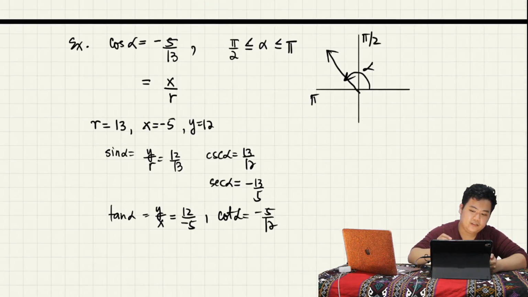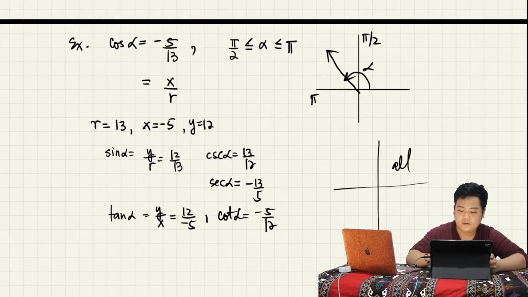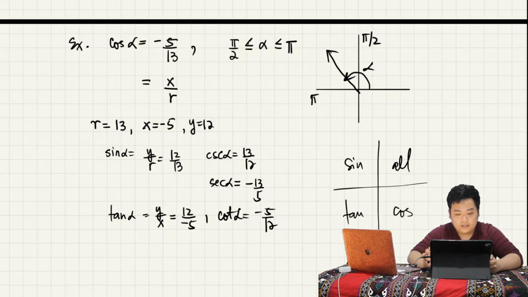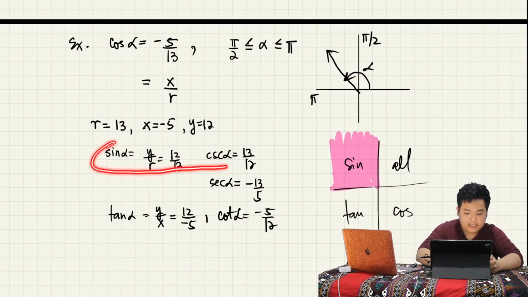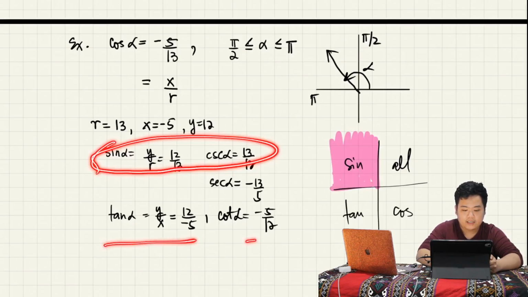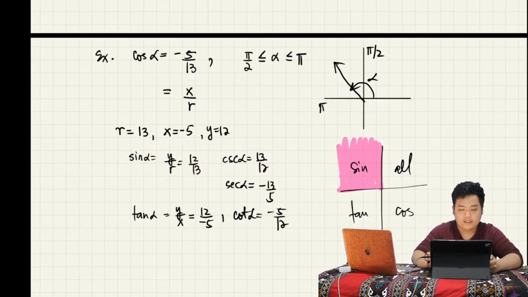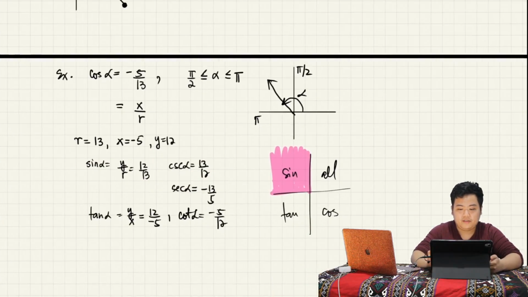Okay, observe lang natin, no? So, ano yung mnemonic device natin? We have the all sin tako. So, yung angle natin nasa quadrant 2. So, dapat, ang positive lang, si sine, at saka yung reciprocal niya, which is nagtutugma naman. Sila lang yung positive, and the rest are negative. Okay?